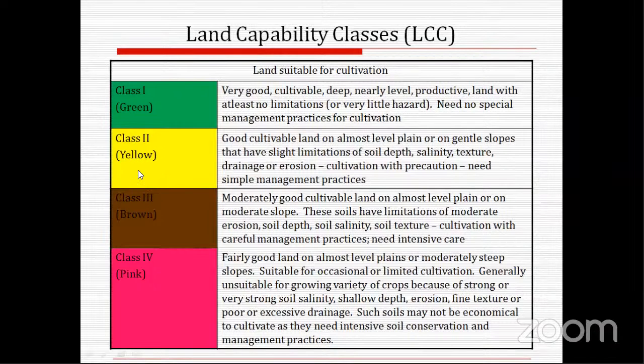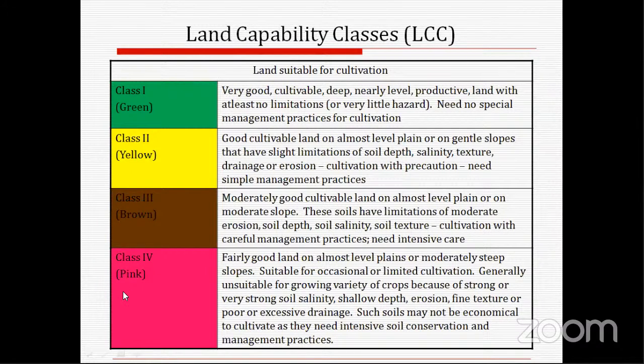LCC2, that is class 2, is represented in yellow color. If anything on the map is shown in yellow, that particular land comes under LCC2. Class 3, that is LCC3, is in brown color. If any land is shown in brown on the map, that belongs to LCC3. Most of our soils are LCC3, and to some extent we can see LCC2. LCC1 is impossible because every land has its own demerits. Hardly can we see LCC1, but LCC2 we can see, and LCC3 is quite common.